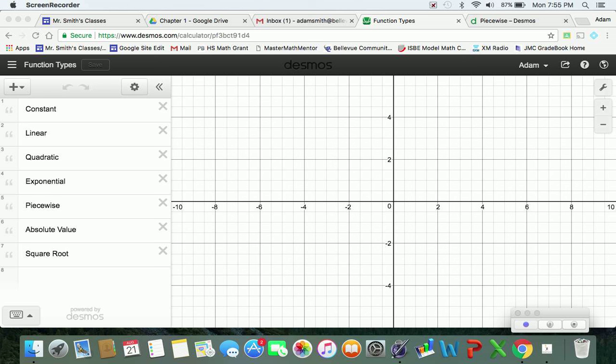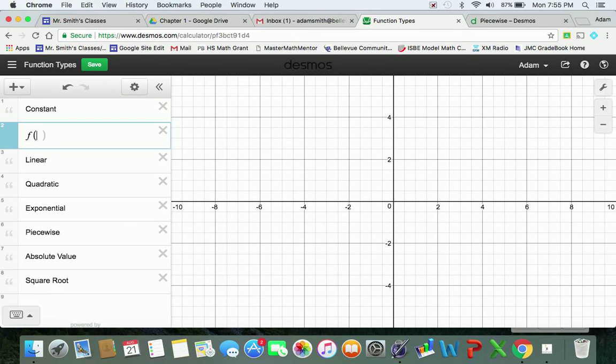Hello. Today we're going to be looking at different function types. I have a list here of 7 different types of functions we're going to focus on. My suggestion is follow along and in your notes write the different equations and make perhaps a rough sketch of what a graph of one of these would look like. So let's start with a constant function.